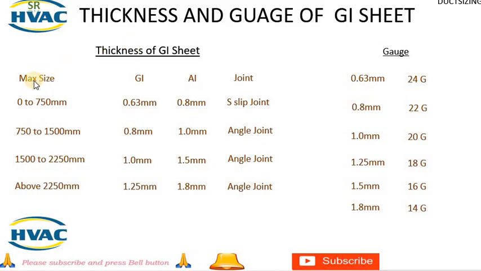Okay, these are the thicknesses of GI sheet that we use for designing of the duct. The gauges: 0.6 will be 24 gauge. That means for this one we will use 24 gauge. 0.8 is 22 gauge, 1 mm is 20 gauge, 1.25 is 18 gauge, 1.5 mm is 16 gauge and 1.8 mm is 14 gauge. So friends, these are the thicknesses and gauges of GI sheet. I hope you have cleared about the different thicknesses and gauges of GI sheets.